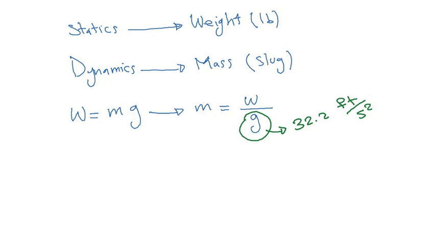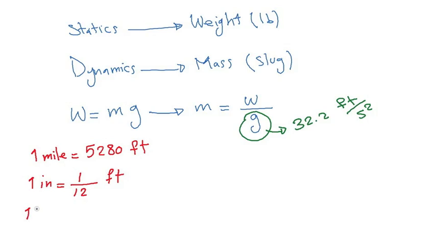Some other common US customary units frequently used in engineering are mile, which 1 mile is equal to 5280 feet, and inch, 1 inch is equal to 1/12 feet, and kilopound, which is equal to 1,000 pounds.